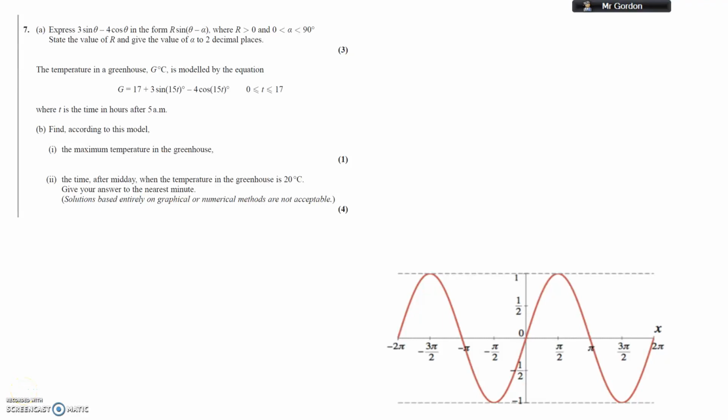Okay, guys. Right, part two of this question. I stand corrected on the alpha. The alpha was 53.13, so I'll make sure we correct that in this part of the question.